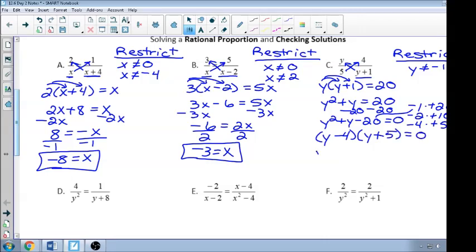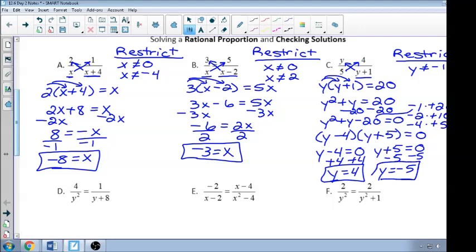You can use the 0 property and solve. So y equals 4 and y equals negative 5. Check that against your restrictions. The restriction is just negative 1, so both of my answers should be good. Okay, on to D.